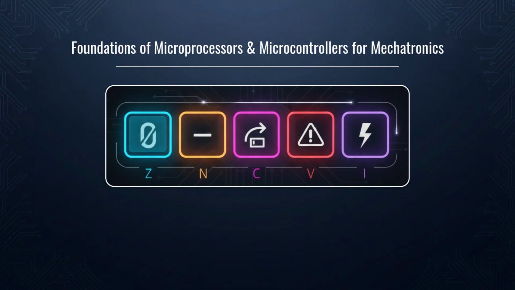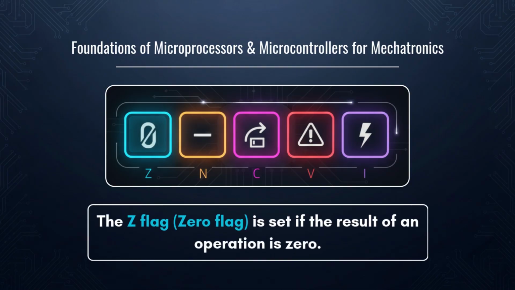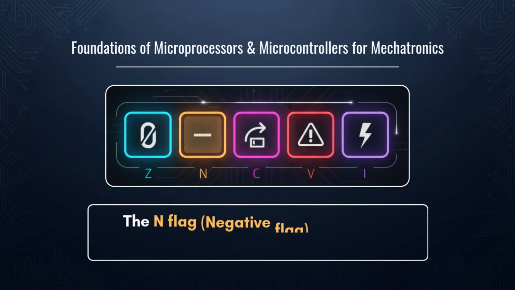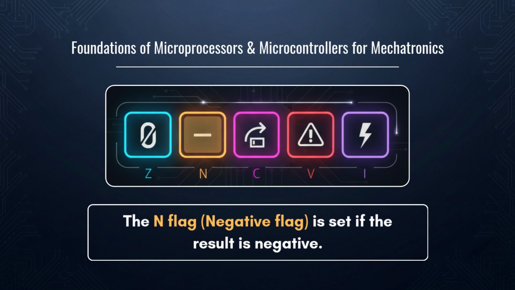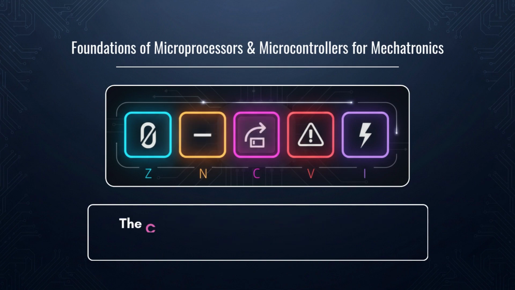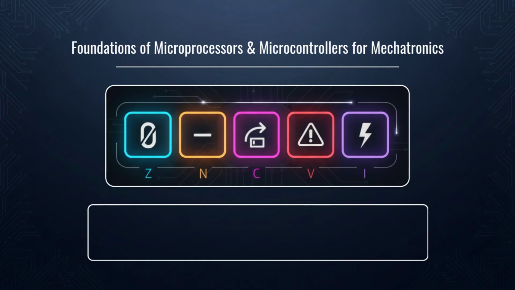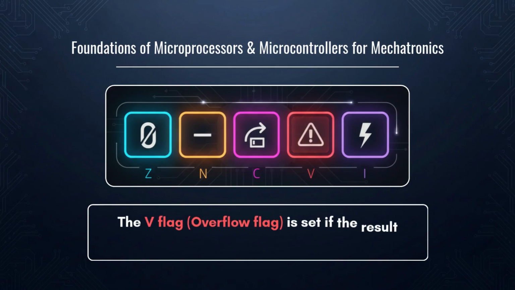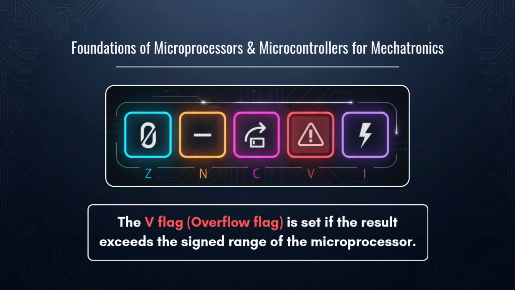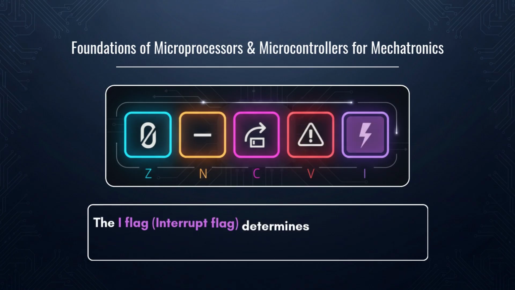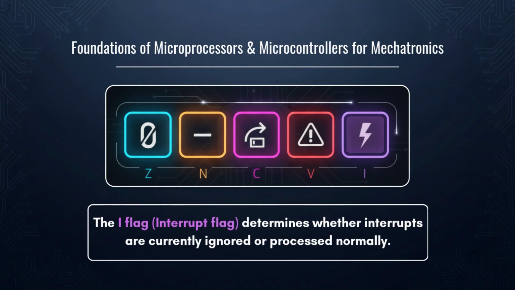The Z flag, or 0 flag, is set if the result of an operation is 0. The N flag, or negative flag, is set if the result is negative. The C flag, or carry flag, is set if an arithmetic operation generates a carry beyond the word size. The V flag, or overflow flag, is set if the result exceeds the signed range of the microprocessor. The I flag, or interrupt flag, determines whether interrupts are currently ignored or processed normally.